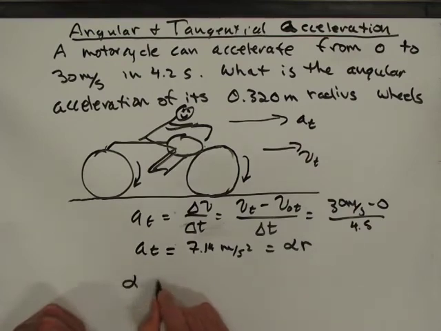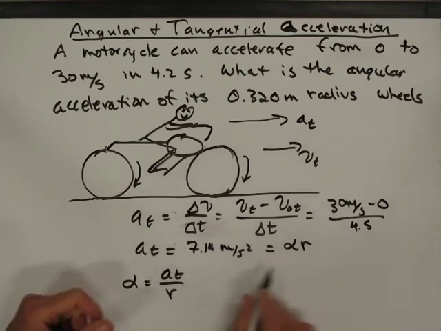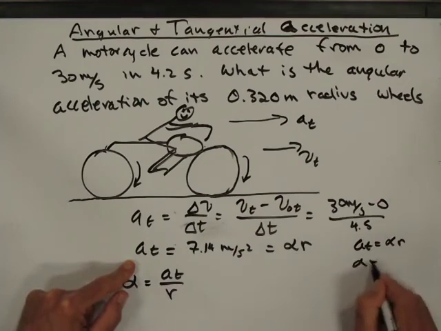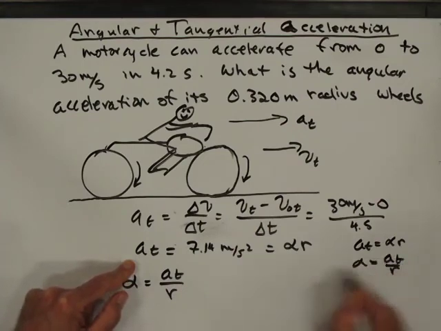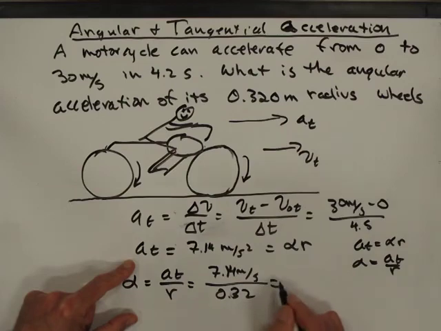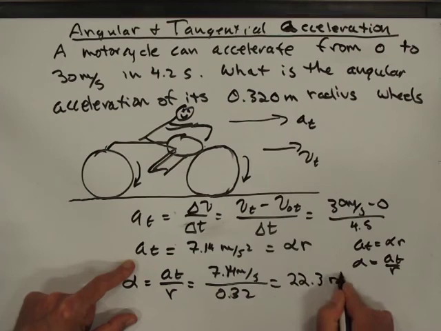And so alpha is equal to a tangential over r. You follow that? A tangential is equal to alpha r. Alpha is equal to a tangential over r. That's just 7.14 meters per second squared over 0.32 meters, which comes out to be 22.3 radians per second squared.